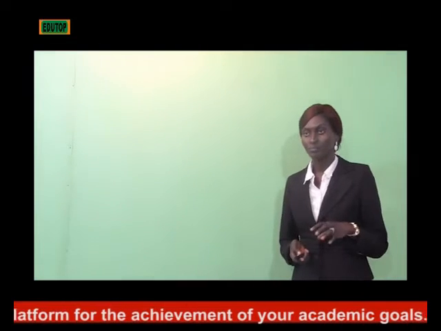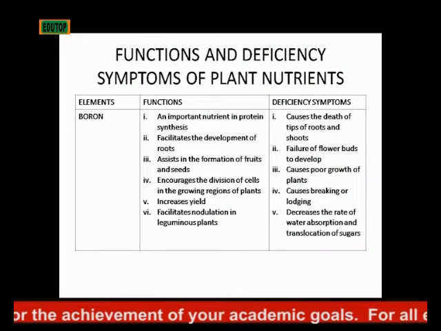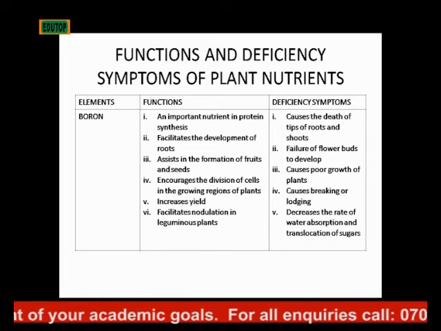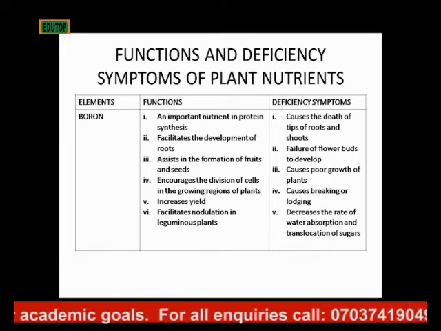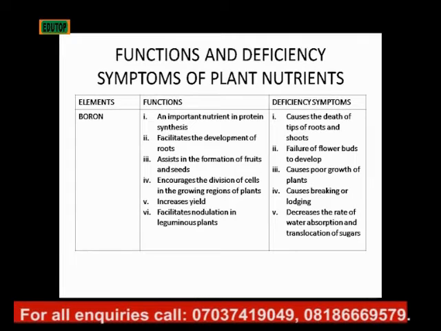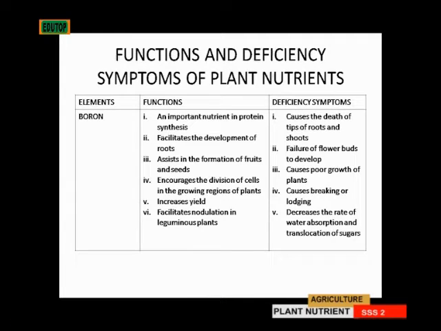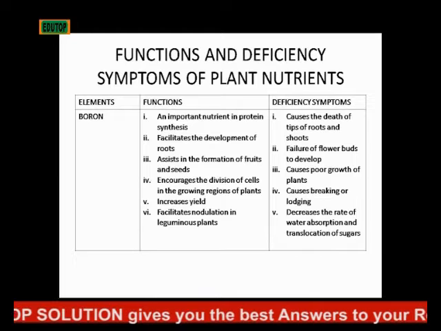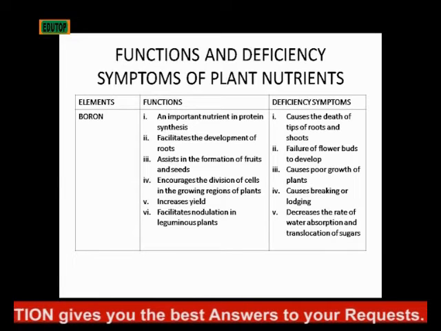Then boron. Boron is an important nutrient in protein synthesis. It facilitates the development of roots. It assists in the formation of fruits and seeds. Then it encourages the division of cells in the growing regions of plants. It also increases the yield. Then it facilitates nodulation in leguminous plants, that is the production of nodules. In leguminous plants you have root nodules, so it facilitates the production of such nodules.